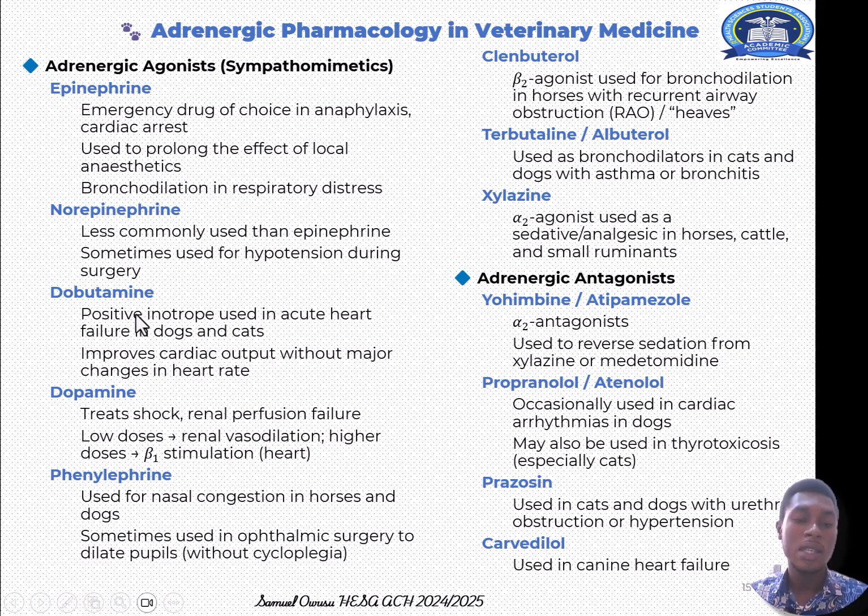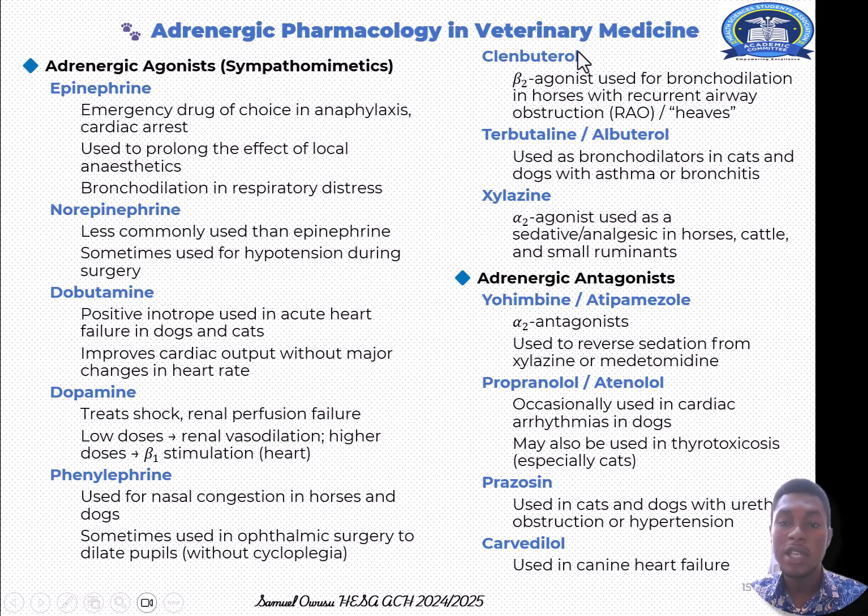Dobutamine is a positive inotrope and is used in acute heart failure in dogs and cats. Why? Because it improves their cardiac output without any major changes in the heart rate. Dopamine is used to treat shock and renal perfusion failure in these animals. Then we have phenylephrine, which is also used for nasal congestion, like I mentioned, in horses and dogs. Sometimes it's used in ophthalmic surgery to dilate the pupils without any cycloplegia. Cycloplegia is when the eyes are unable to accommodate.